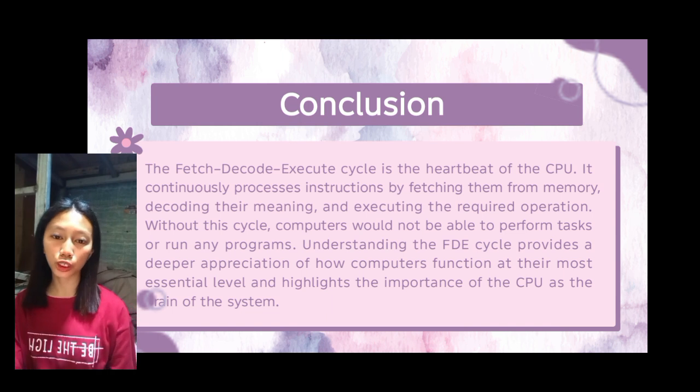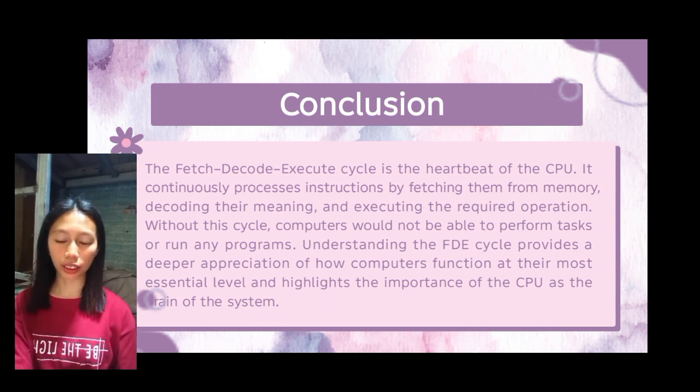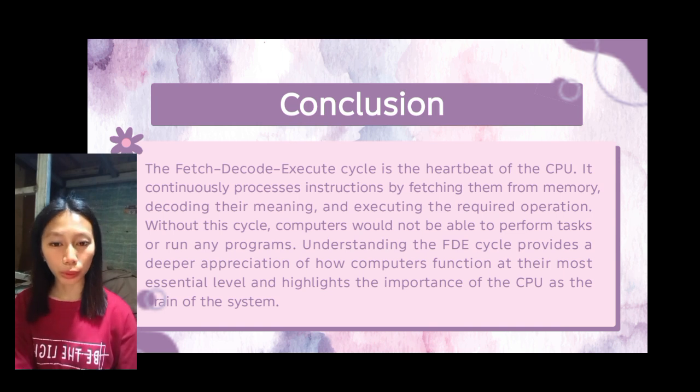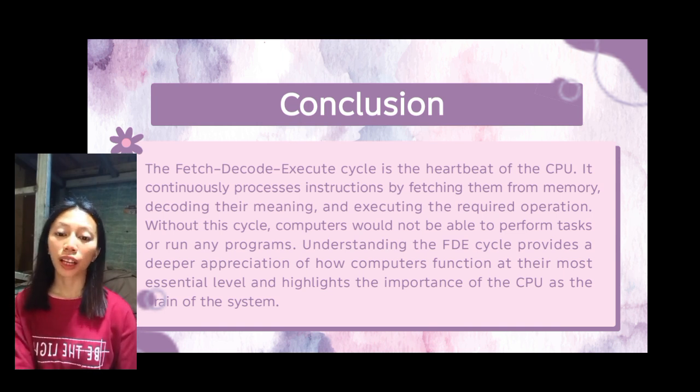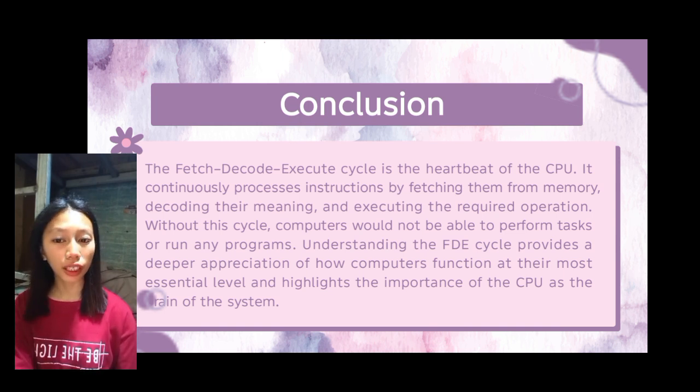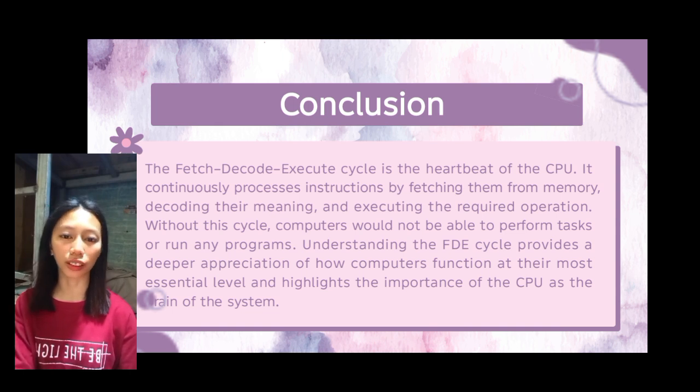So in conclusion, the FDE cycle is the core process that allows a computer to operate. It fetches instructions, decodes what they mean, and executes them. This repeating cycle is what makes the CPU function as the brain of the computer. Understanding this cycle helps us appreciate how components perform tasks so quickly and accurately.